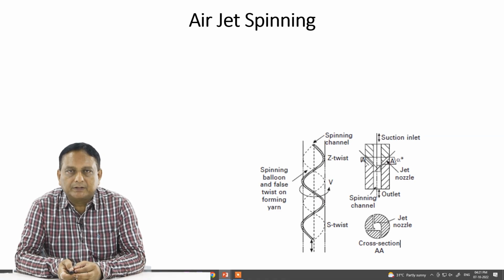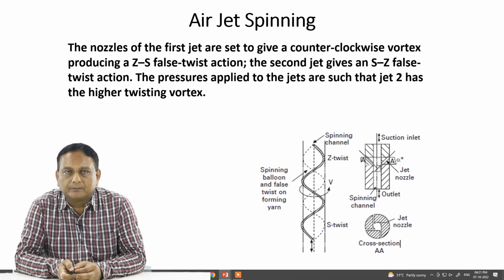Now there are other important areas of air jet spinning. As you can see, the nozzles of the first jet are set to give a counterclockwise vortex, producing a ZS false twist action. As we have already mentioned, false twist is getting imparted. The second jet gives an SZ false twist action. The pressure applied to the jets is such that jet 2 has the higher twisting vortex. So this is the mechanism of air jet spinning.